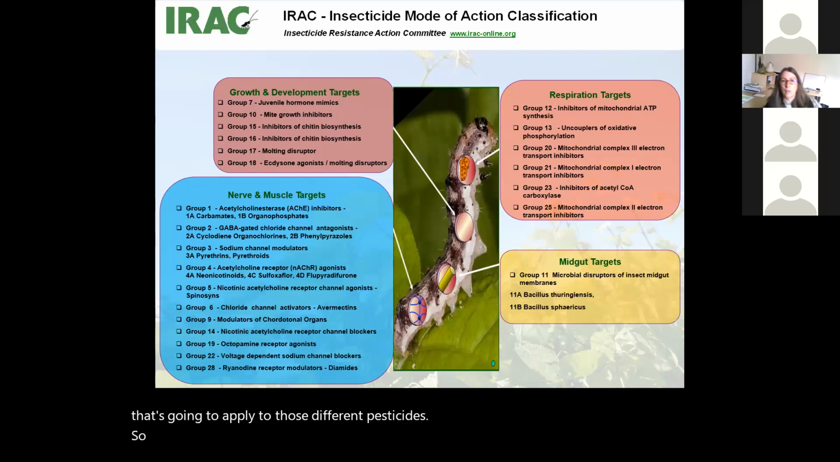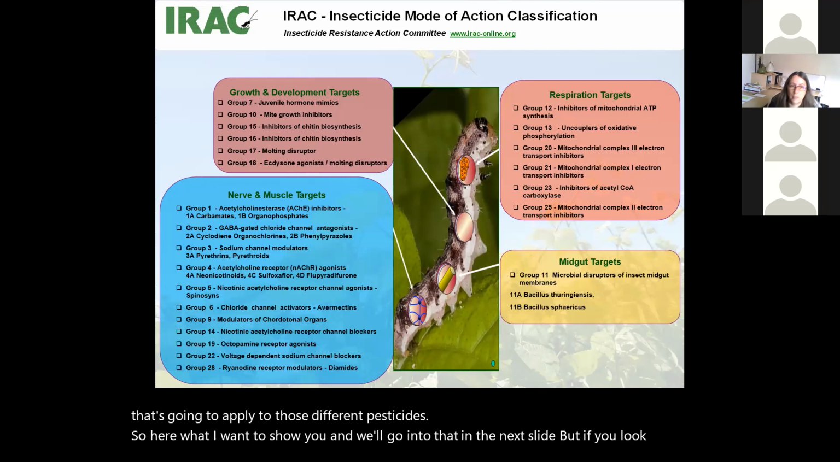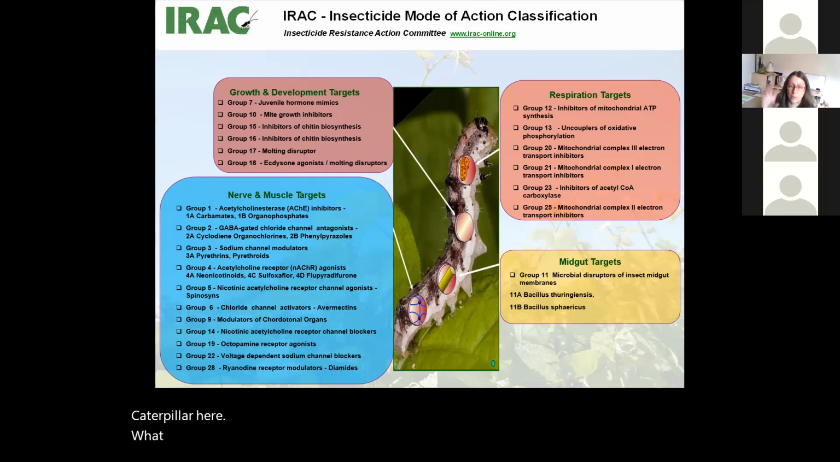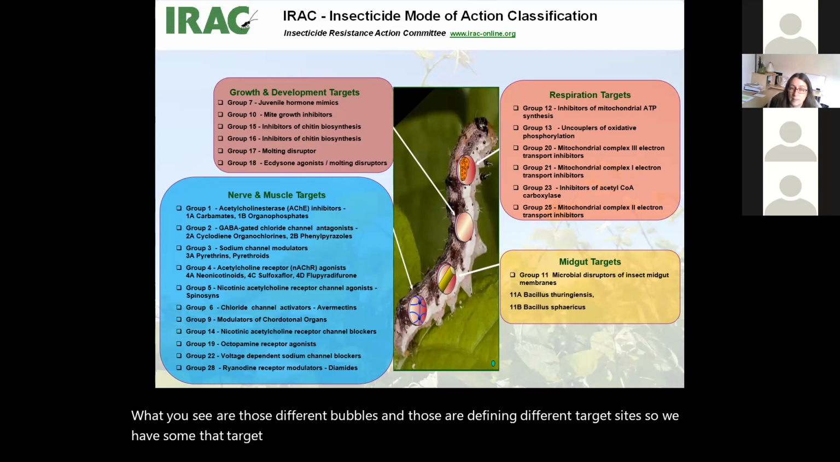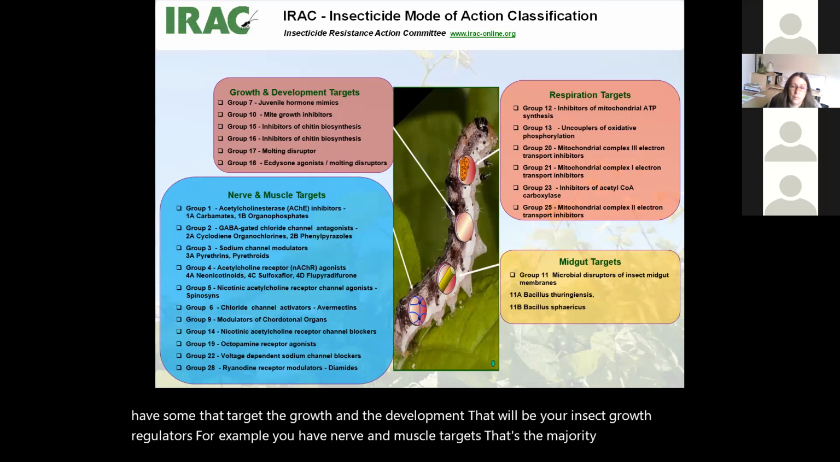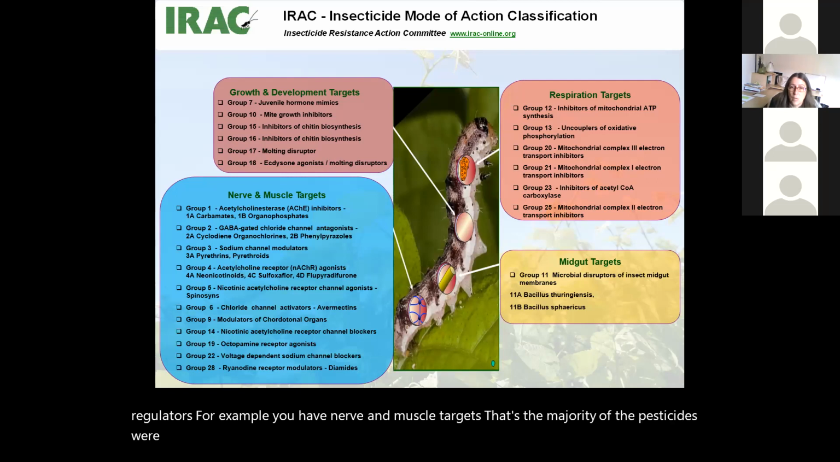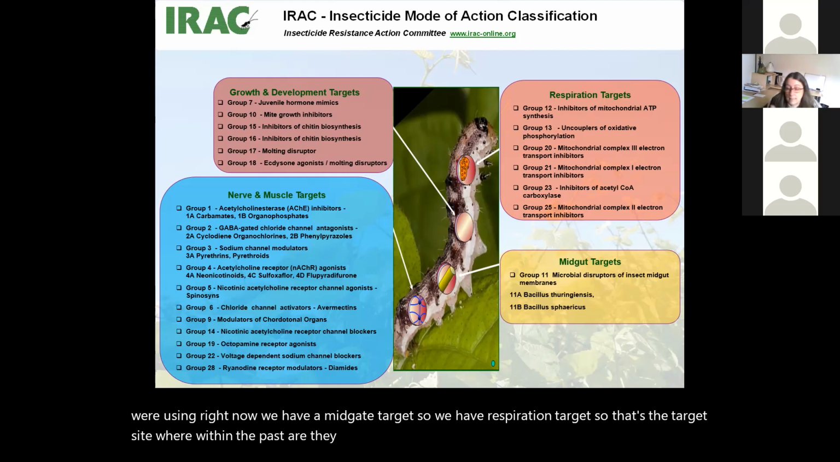Here, what I want to show you, and we'll go into that in the next slide, is this caterpillar. What you see are those different bubbles, and those define different target sites. We have some that target growth and development; that will be your insect growth regulators, for example. You have nerve and muscle targets, which is the majority of the pesticides we're using right now. We have midgut targets, or we have a respiration target. So that's the target site within the pest that they're targeting to kill that insect in this case.